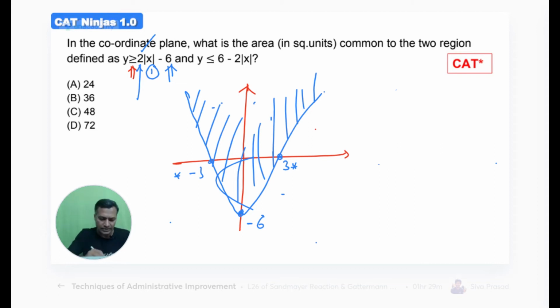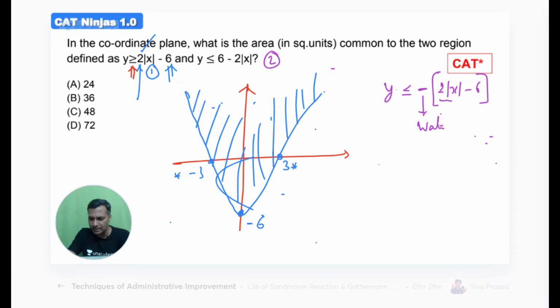Second graph. Let's get on to the second graph. Hey, what is this particular graph? y is less than or equal to minus of 2 times mod x minus 6, minus 6. I already told you. Hey, this is nothing but what? This is referring to the water image of this particular graph. This particular graph I already have in blue color.